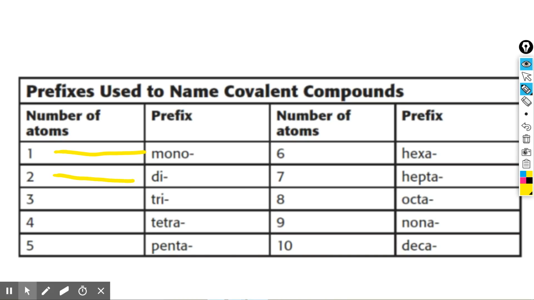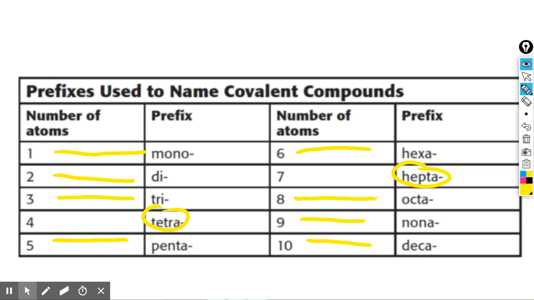Di is 2, kind of like bicycle. Most of us can recognize that one. Tri is 3. Many of us know that penta is 5. Hexa is 6. Octa, like an octagon, is 8. Even if we don't know nona, it kind of makes sense that nona would be 9. And many of us know that deca is 10 already. The two tricky ones, in my opinion, are tetra for 4 and hepta for 7. I think you really know most of these already.